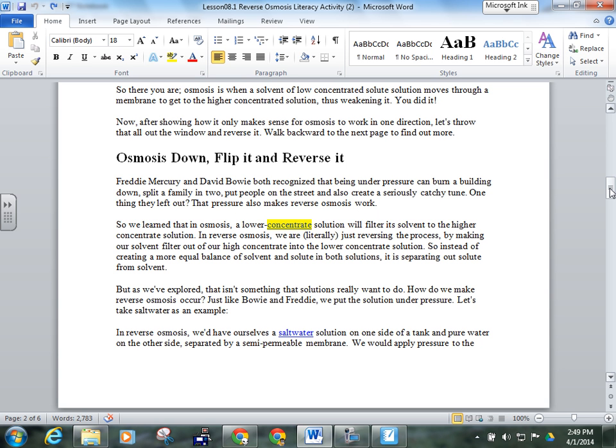Concentrate. Okay, lower concentrate. Concentrate just means how much salt is in there per liter. So we express concentrations usually in moles per liter. We talked about moles in the chemistry unit, so essentially how many atoms of this stuff would be in a liter of that solution.